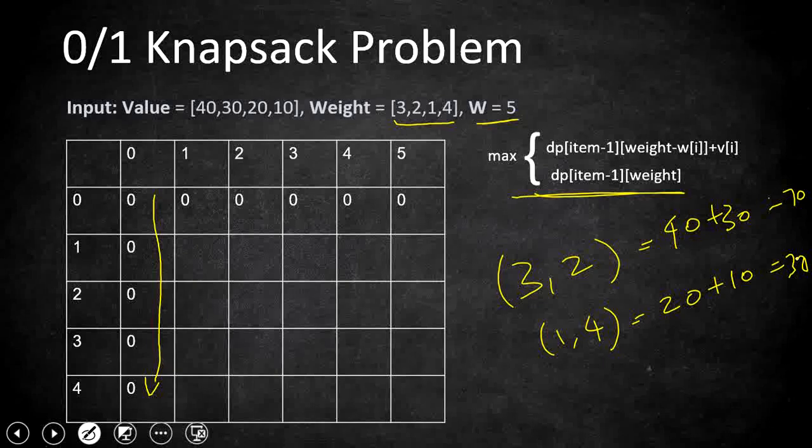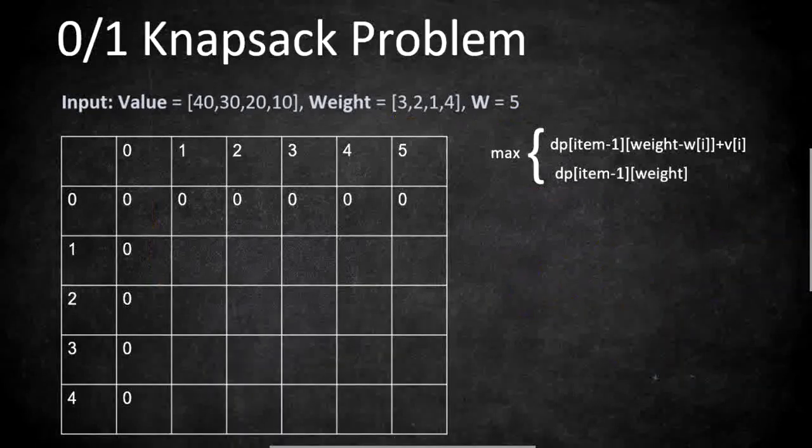So the solution that gives us the maximum value is to pick the items of weight 3, 2, and we have to arrive at the solution 70 at the end. So we are going to check whether this DP array is going to give us 70 in the last cell. So let's do this now.